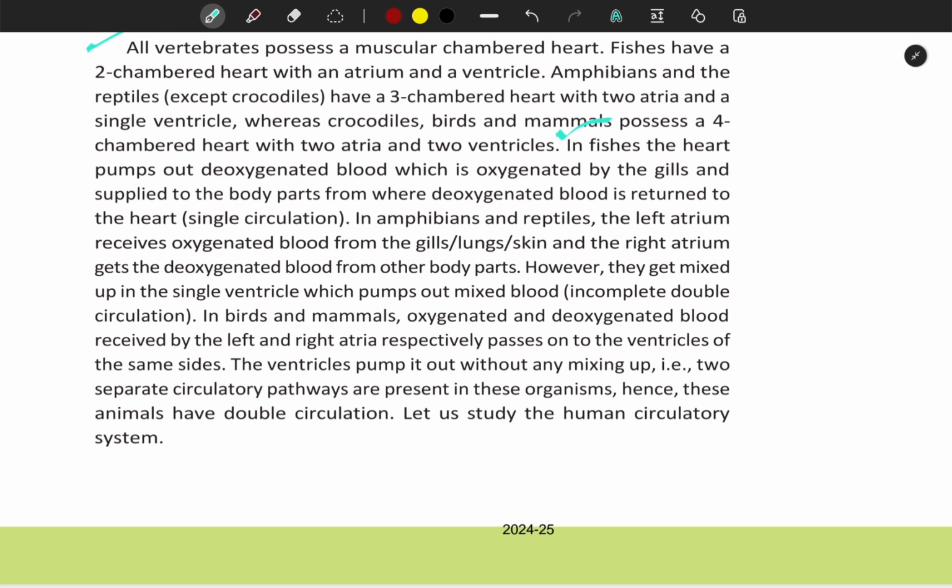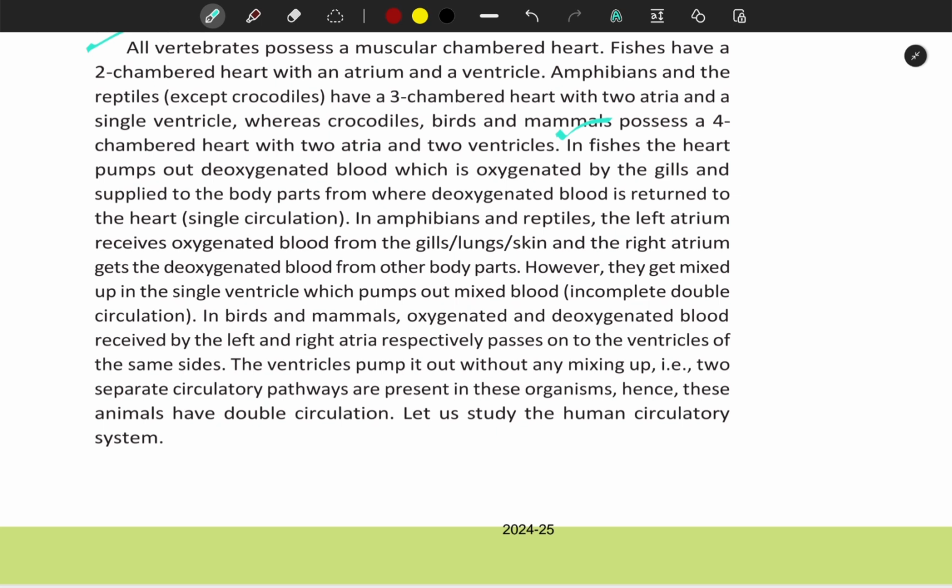In amphibians and reptiles, the left atrium receives oxygenated blood from the gills or lungs or skin, and the right atrium gets deoxygenated blood from the body parts. However, they get mixed up in the single ventricle which pumps out mixed blood, that is incomplete double circulation.